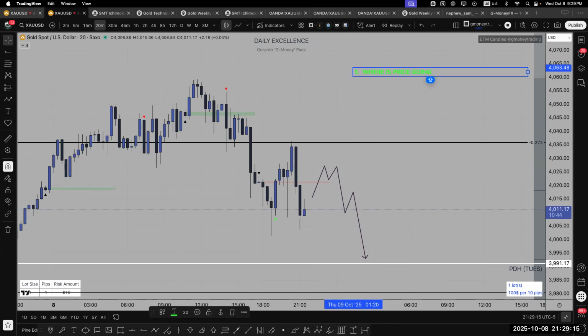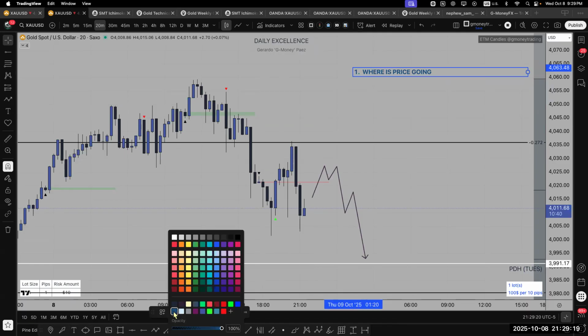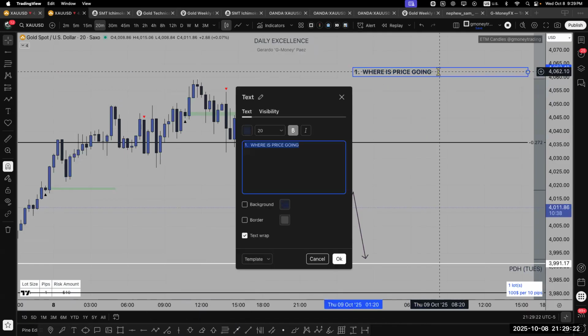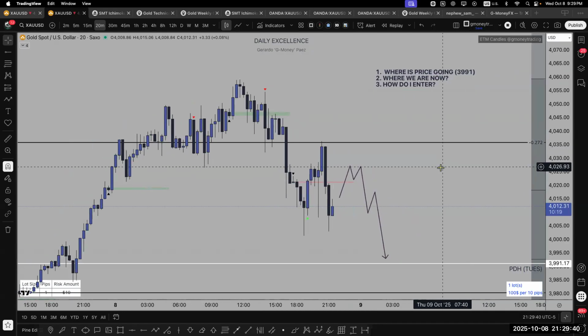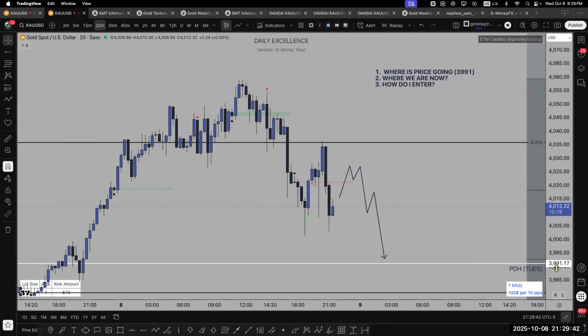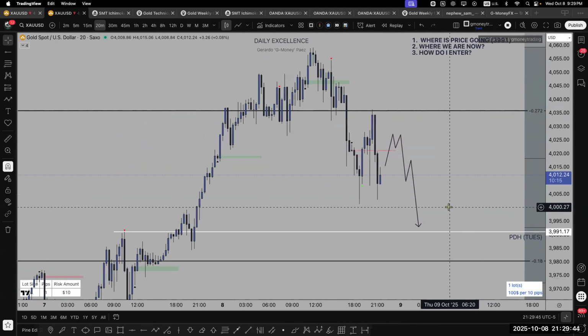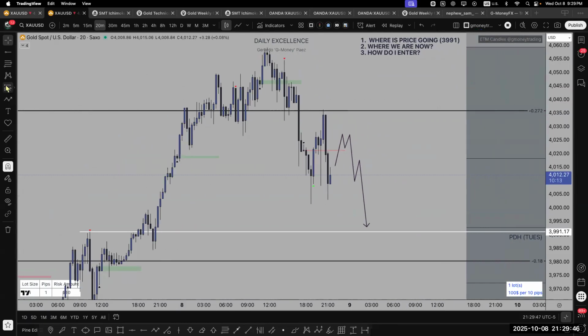So you guys saw how we got to that outcome, right? Where is price going? We're thinking it's going to 3991. Two, where are we at now? And three, how do I enter? So where is price going? I see it's going to 3991, and I would like to buy from 3991.